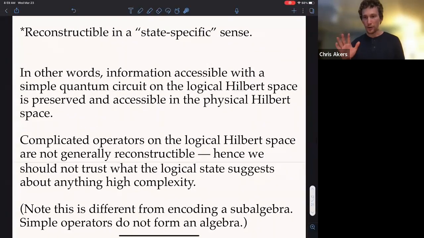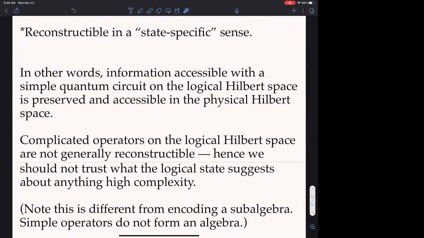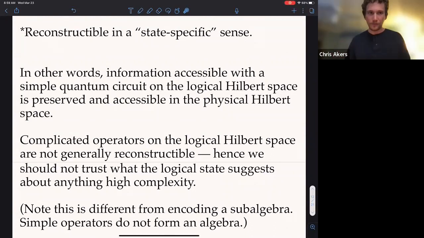And let me note that this is actually quite different from usual codes, not just because it's a non-isometry rather than an isometry, but also because usual codes worry about encoding a subspace or a subalgebra. And here we aren't doing that. The set of simple operators don't form an algebra, right? You can multiply many simple operators together and you could get something complicated, right?